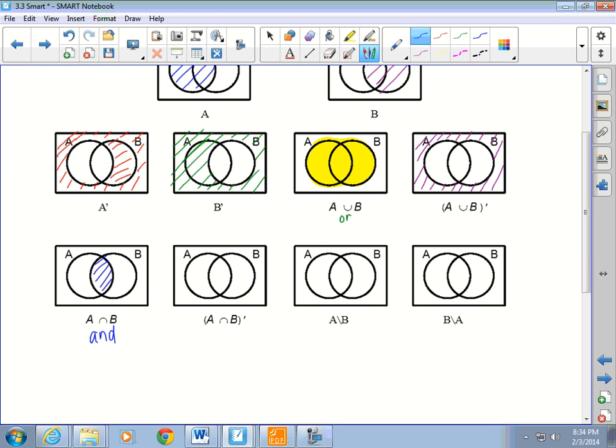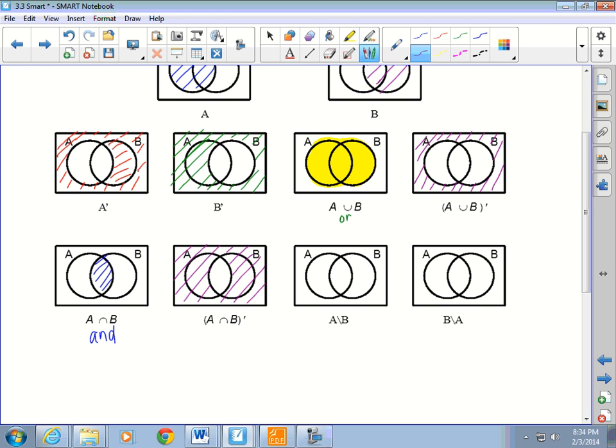The intersection of A and B prime means everything that is not in common with those two. So that's going to be everything except for that intersection part. So it's going to be all of this. Your middle overlap is what is going to stay there.